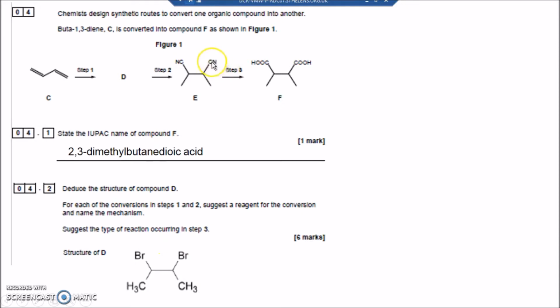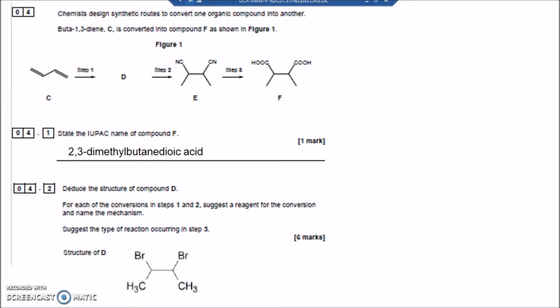because CN minus is from potassium cyanide. Potassium cyanide would attack the C here, because this will be a polar bond. C to Br will be delta plus, delta minus there. The CN minus ions with the lone pair of electrons on the C will attack the C here, and the Br will be released as the bond is broken, the electrons transferred onto the Br. So this is what D is.